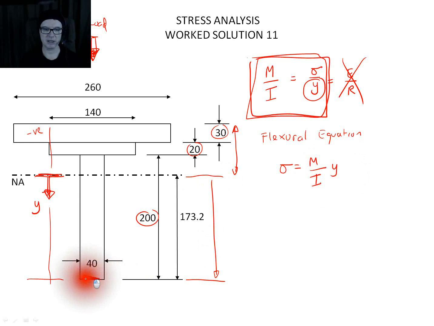And as I said, I'd probably be looking at either the y at the bottom or the y at the top. Normally we're interested in the maximum stress, so we're normally interested in the biggest y. So that's going to be the y from the neutral axis to the bottom.